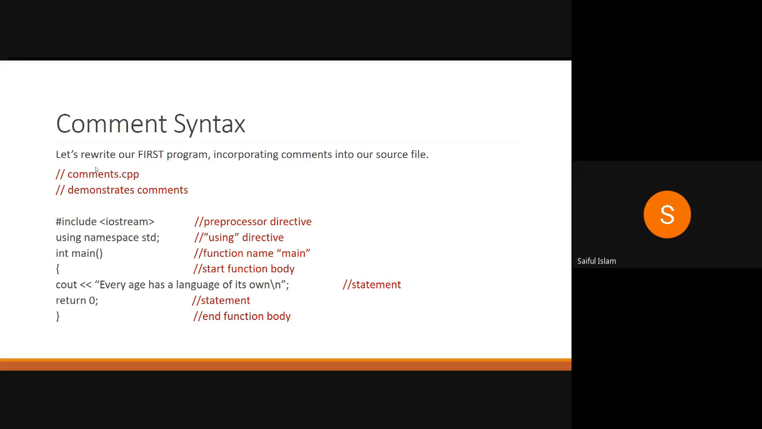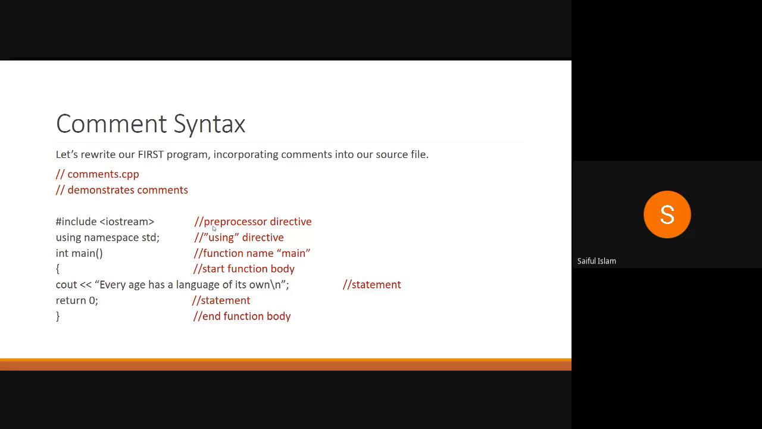So, comment syntax. Let's rewrite our first program incorporating comments into our source file. Here the comments are written just for the sake of writing comments, not for the purpose of meaning. I'm just using a double slash. Have you used the double slash? It is one way of writing a comment. So this first comment says the program name is comment.cpp. The purpose of this program is to demonstrate comments.